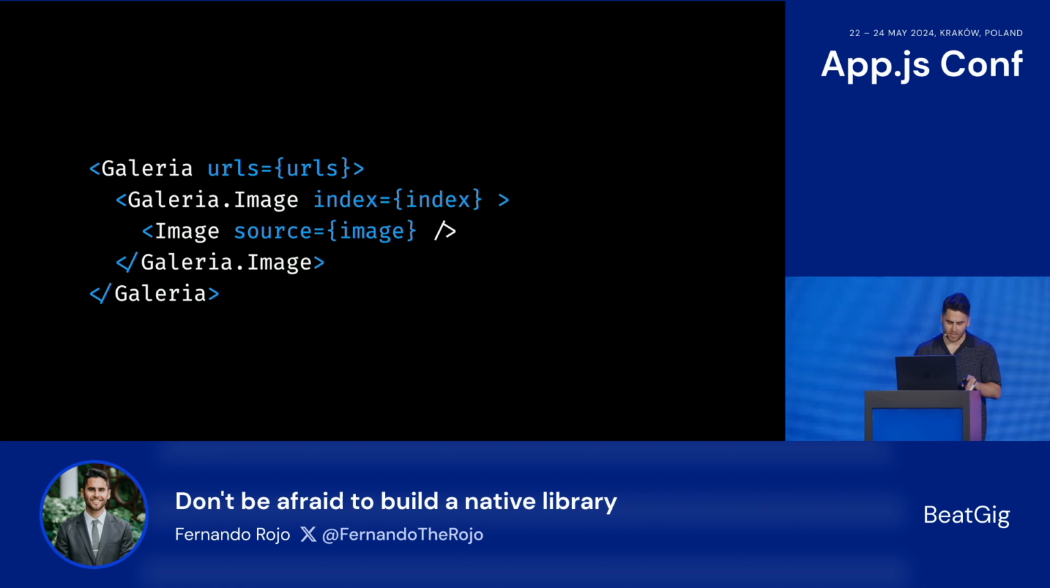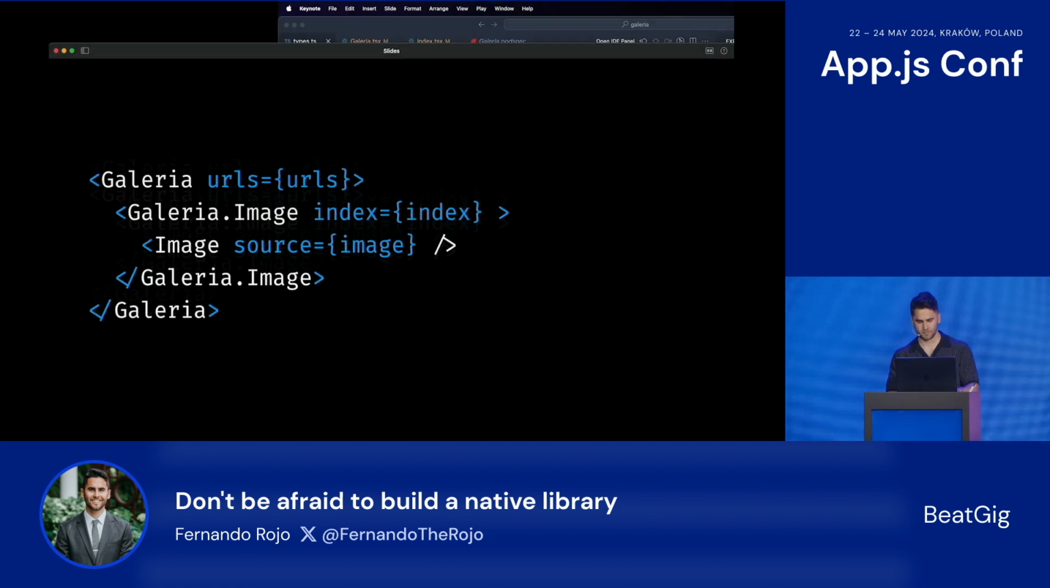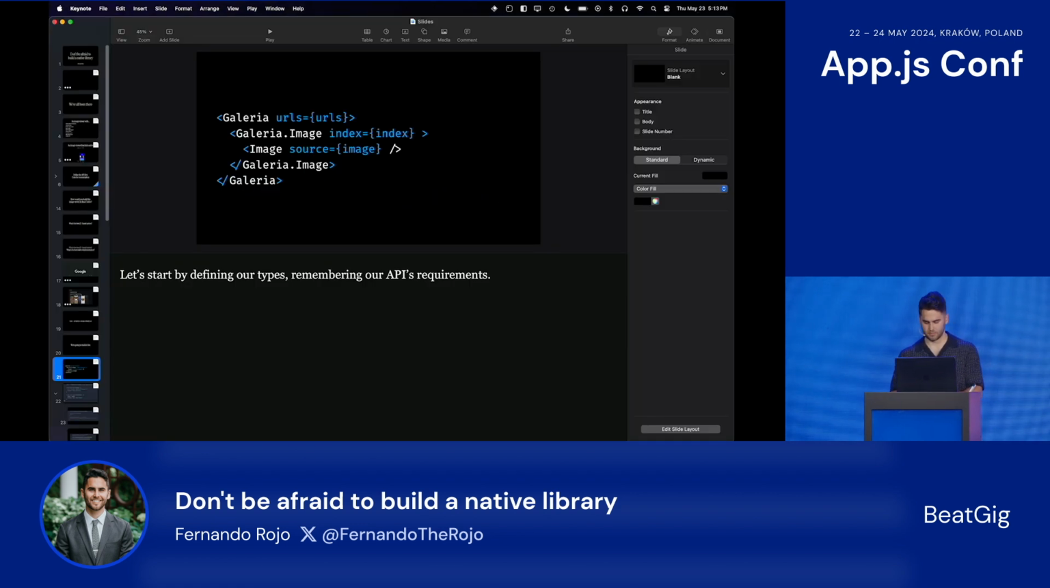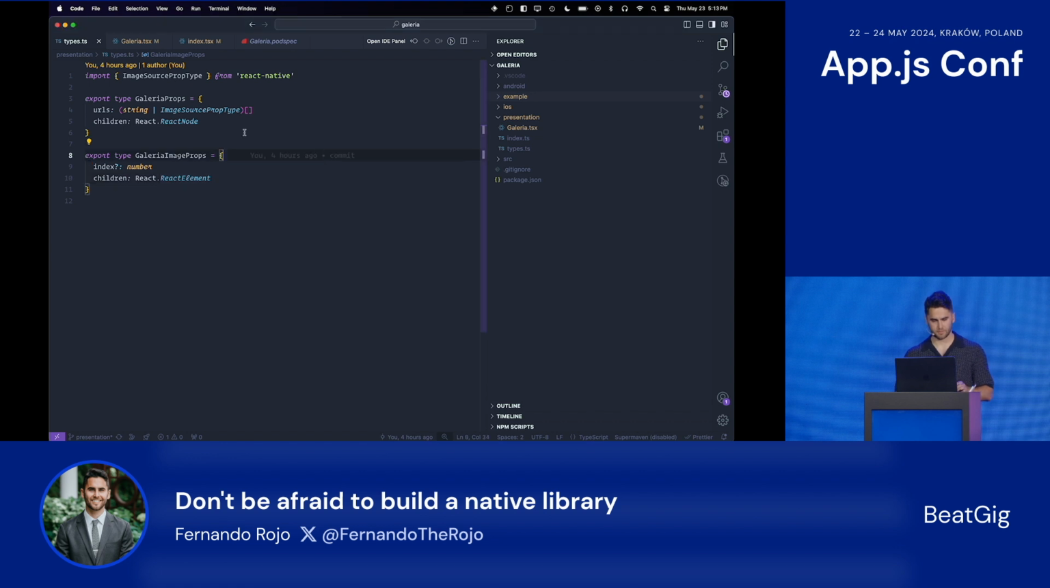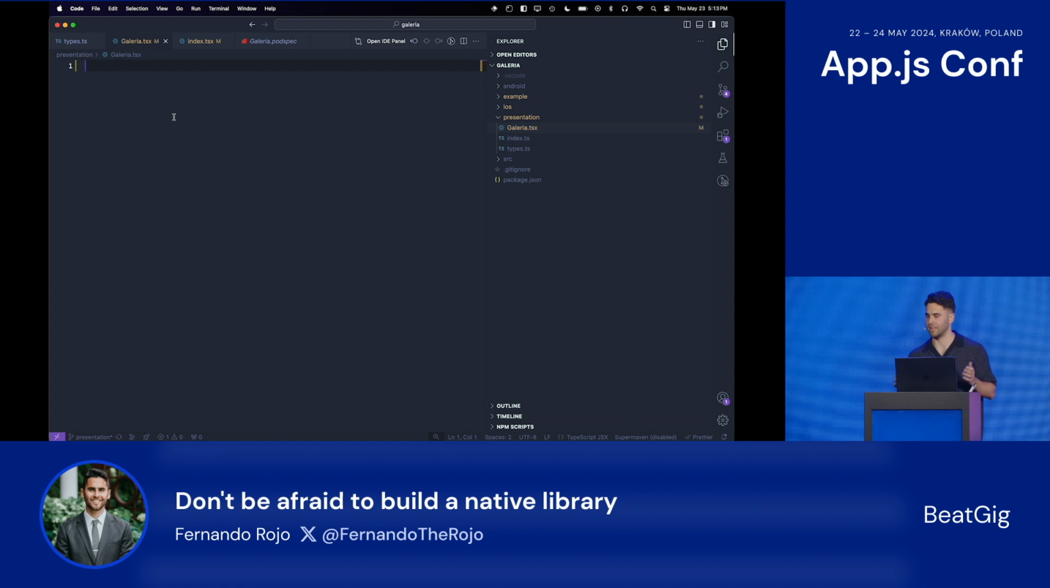OK, so we'll start by defining our types, remembering these API requirements. So here I have Galleria props and Galleria image props. This is pretty basic, a list of strings or just image required types. OK, this part is pretty simple. Now, we'll go to the actual JS implementation in the Galleria file.